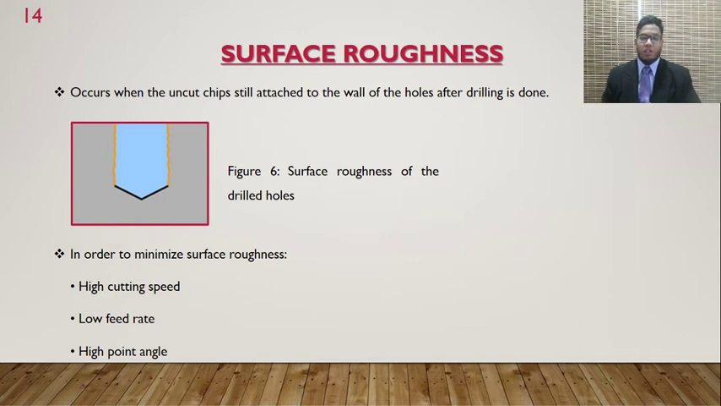Surface roughness occurs when the uncut chips are still attached to the wall of the holes after drilling is done. In order to minimize the surface roughness, most researchers suggested to machine with high cutting speed, low feed rate, and high point angle. These parameters will result in rising temperature. When the temperature increases, the material will enter the ductile deformation zone, and it will result in better surface roughness.